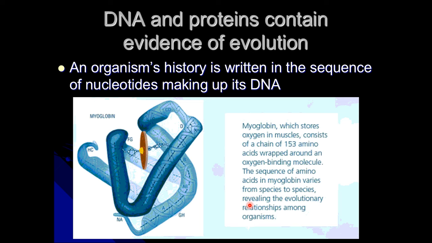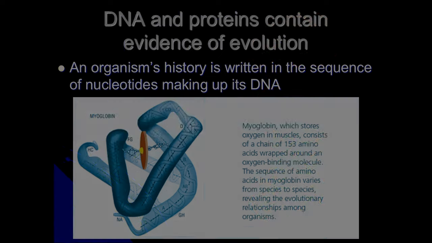The last category of evidence is DNA in proteins, and this is typically a very convincing one, because you can see that the DNA sequence is an organism's history written in that sequence. And so we use a lot of compounds like myoglobin or hemoglobin or cytochrome C, things that many organisms have, so we can compare them across a large number of organisms.